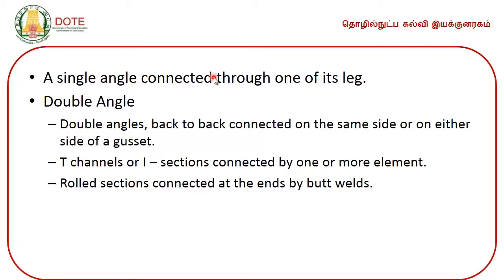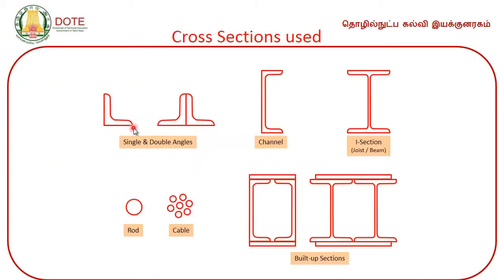A single angle can be used as a tension member with one of its legs connected to the gusset plate, or if the loads are heavy then you can use double angles placed back to back on the same side of the gusset or on either side of the gusset. You can also use T sections, channels or I sections as required. These images explain what cross sections are available and could be used as a tension member.